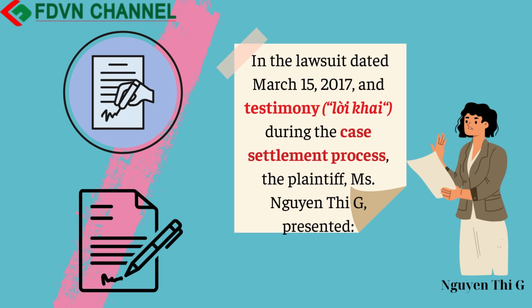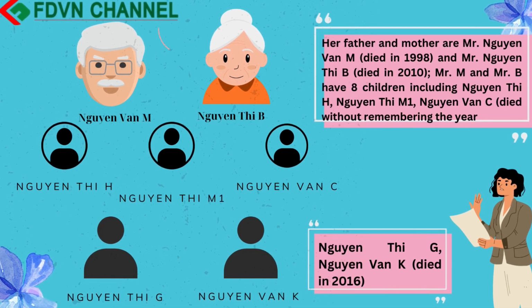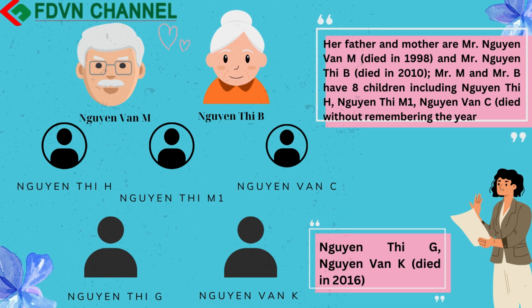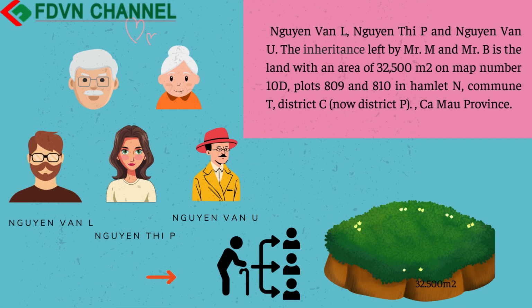In the lawsuit dated March 15, 2017, and testimony during the case settlement process, the plaintiff, Ms. Nguyen Thai G, presented that her father and mother are Mr. Nguyen Van M, who died in 1998, and Mrs. Nguyen Thai B, who died in 2010. Mr. M and Mrs. B have 8 children including Nguyen Thai H, Nguyen Thai M1, Nguyen Van C who died without remembering the year, Nguyen Thai G, Nguyen Van K who died in 2016, Nguyen Van L, Nguyen Thai P and Nguyen Van U. The inheritance left by Mr. M and Mrs. B is the land with an area of 32,500 square meters on map number 10D, plots 809 and 810 in Hamlet N, Commune T, District C, now District P.